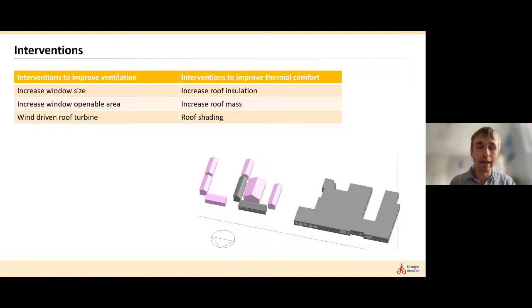So here are some of the interventions that we modelled. We modelled the base case scenario and then a set of interventions to improve ventilation. These included increasing window size, or increasing the openable area of the windows. We also modelled fitting wind-driven roof turbines or whirlybird fans.